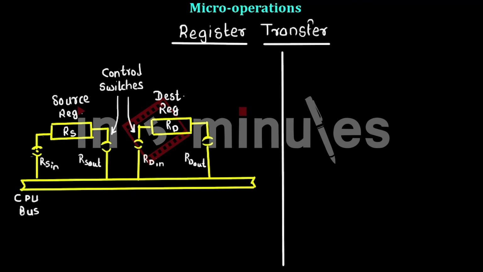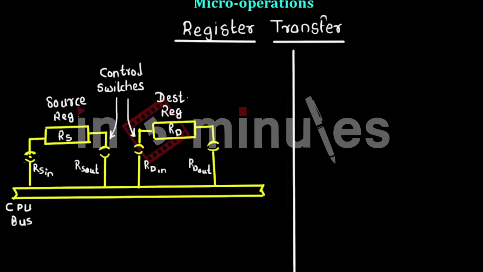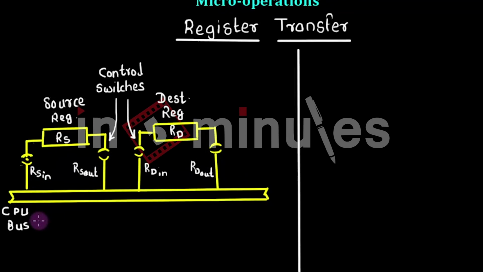Let's have a schematic. So this is the schematic for the register transfer. Here we have this internal CPU bus that we saw in the CPU organization. Then these two registers can be any general purpose registers or the special registers that are used in the CPU. So in this example, they are named as source register and destination register. Now each register is going to have in and out control signals which connect them to the data bus. So these are control switches present here.